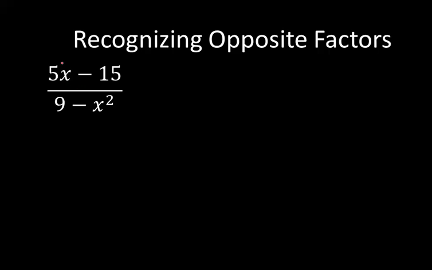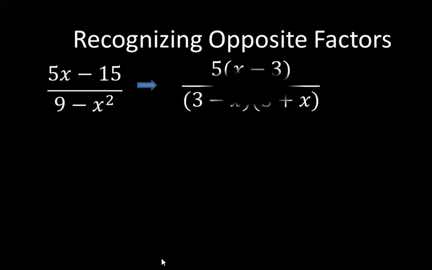So what we do is go ahead and factor both the numerator and denominator. Factoring both, I end up getting these factors. In the numerator, 5 times x minus 3, because they had a common factor of 5. And this one right here is a difference of two squares. 9 has a square root of 3, and x squared has a square root of x. So I can just get this binomial, 3 minus x times 3 plus x.